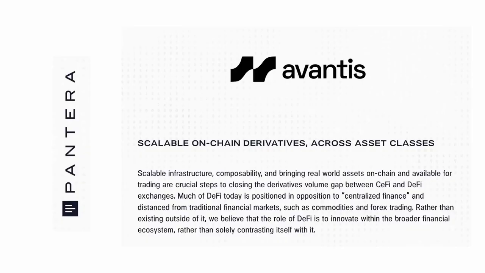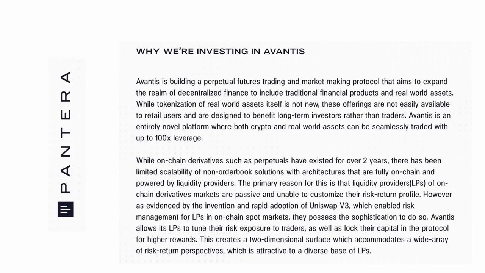Of speculative finance. This is Pantera, who are a hedge fund specializing in crypto. But they're moving into this form of hedge where they're investing in Avantis, because what Avantis are doing as a trading company is hedging crypto against traditional assets. They're building a perpetual futures trading and market protocol that aims to expand the realm of DeFi to include traditional financial products and real-world assets. So they're taking the risky product of crypto and hedging it against pretty standard traditional assets: real estate, resource extraction, etc.